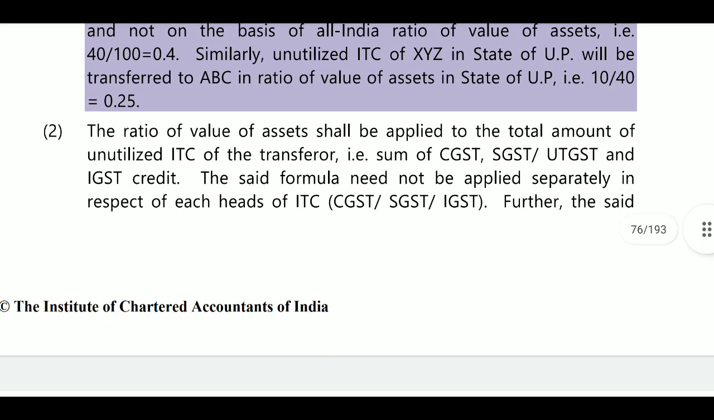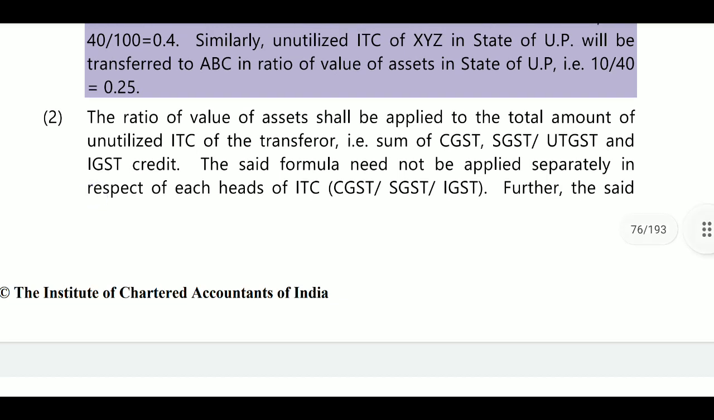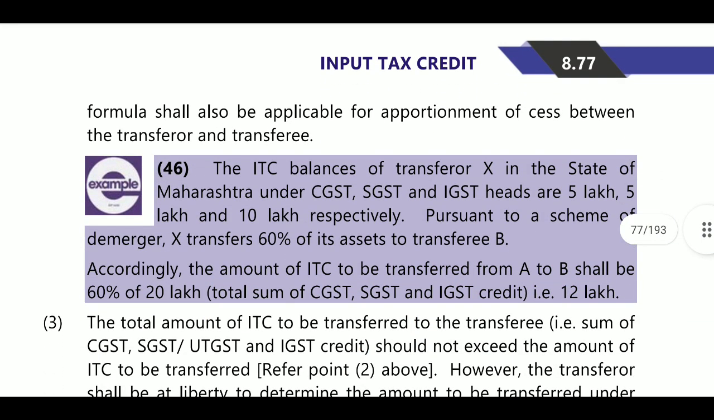Next, the ratio of value of all assets shall be applied to the total amount of unutilized ITC of the transferor, that is CGST, SGST, UTGST and IGST credit. The said formula need not be applied separately in each head, only for each state. Further, the said formula shall also be applied for apportionment of cess between transferor and transferee.